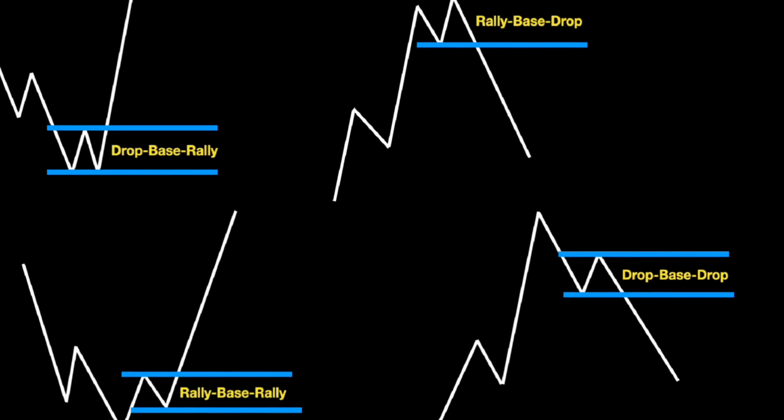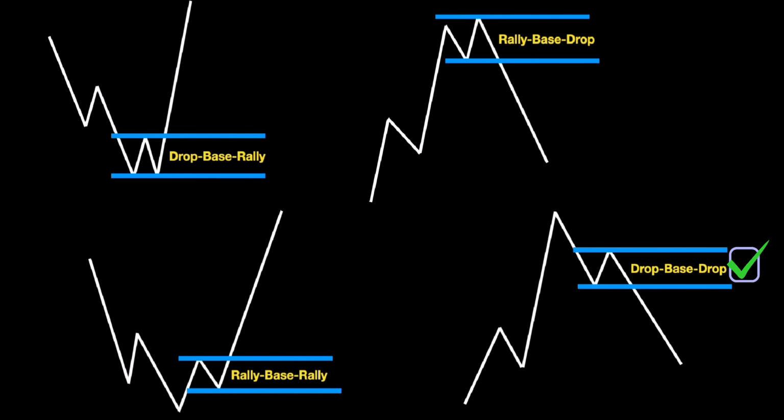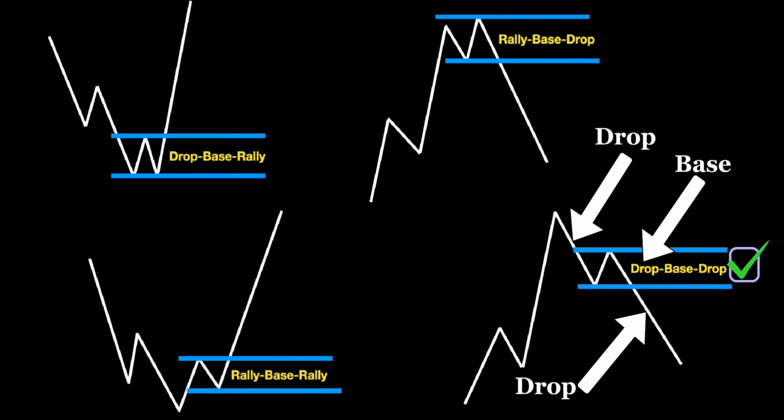Finally, let's break down the drop-base drop, a powerful bearish continuation pattern. It starts with a clear downward move, showing that sellers are firmly in control. Then, price pauses and forms a base. But don't be fooled. This isn't a reversal, it's a setup, a moment where institutions are quietly preparing for the next wave of selling. Once that preparation is done, the market drops again, sharply. This continuation move confirms that the selling pressure hasn't eased.